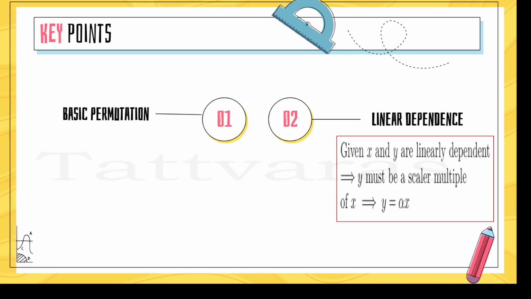Now, since we have summarized the question, we will see what things we need to solve this problem. One of the fundamental things we need is the basic permutation concept of class 11 and 12, and another is the linear dependence concept. Given x and y are linearly dependent, y must be a scalar multiple of x. It implies y = alpha x. Similarly, one can write x = beta y also. So you can take any one of them.